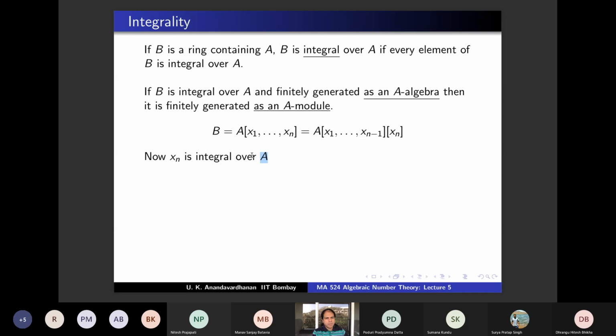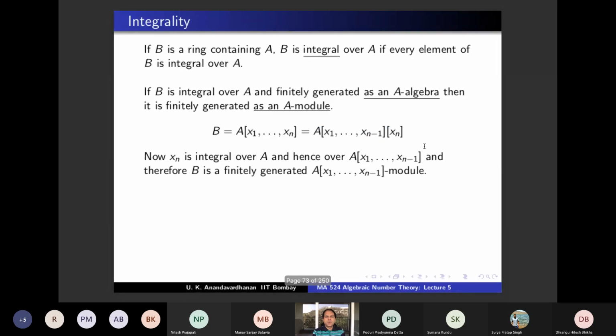Because coefficients are in the subring, so it will be in the bigger ring. Therefore, it's integral over this ring, A bracket x1, x2, etc., xn minus 1. So you have got an element which is integral over this, and from that you can conclude that B is finitely generated as a module over this ring.